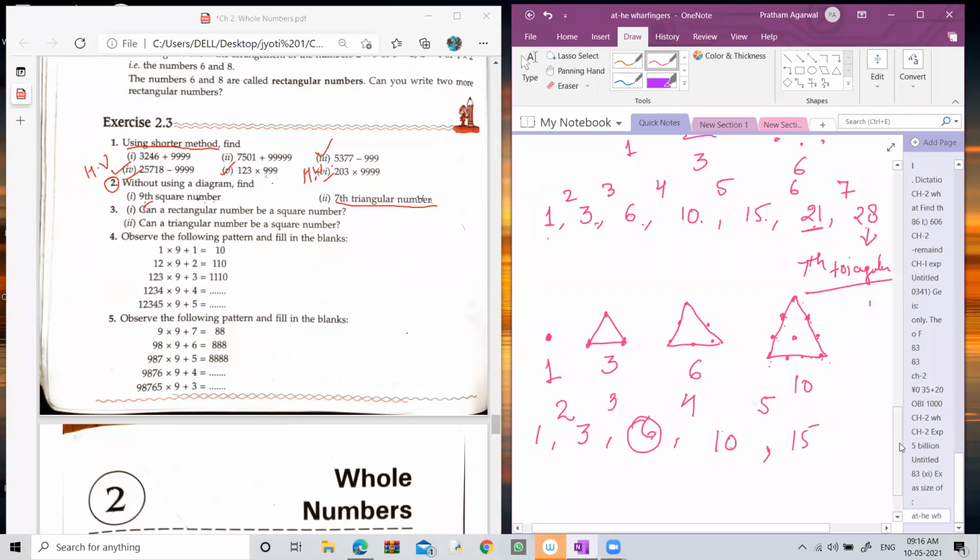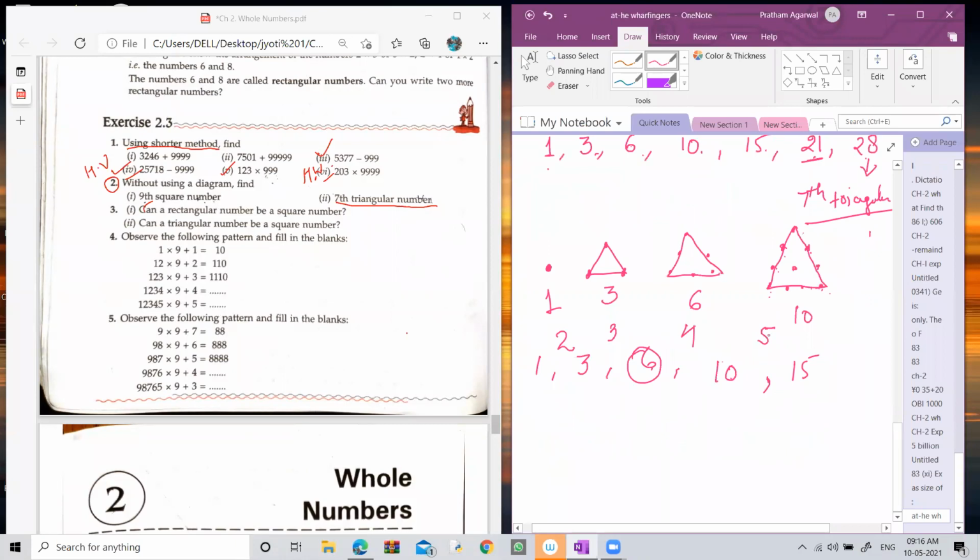So in this way, you can increase the number and then add it to the triangular number, then you will get the next triangular number. So the next number after 5 is 6. When you add 15 plus 6, it gives you 21. Similarly, when you add 21 with 7, then it gives you 28. So without using the figure, you can find out the triangular number. I hope now it is clear.